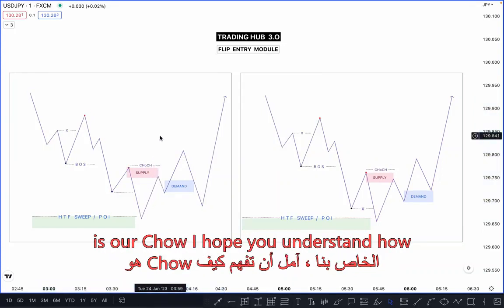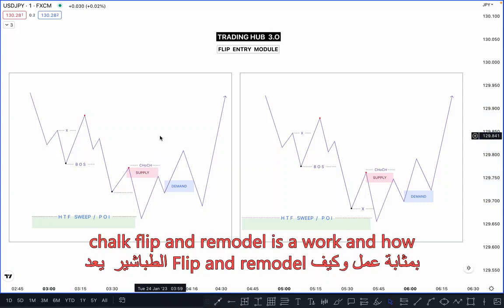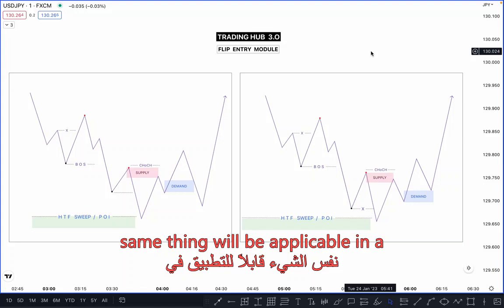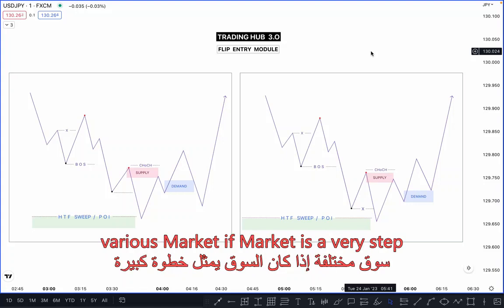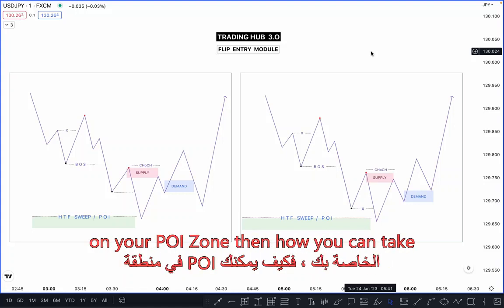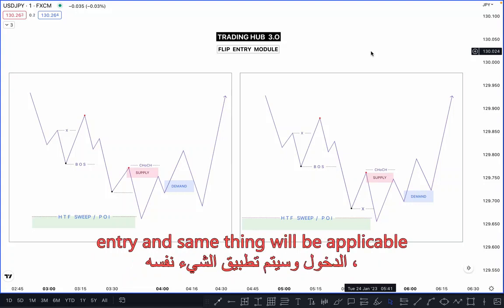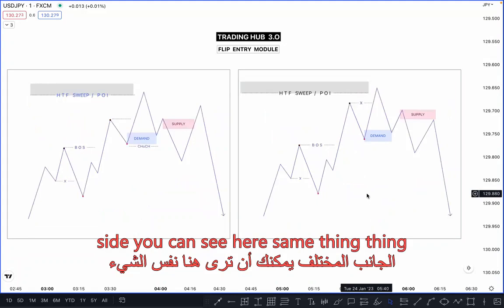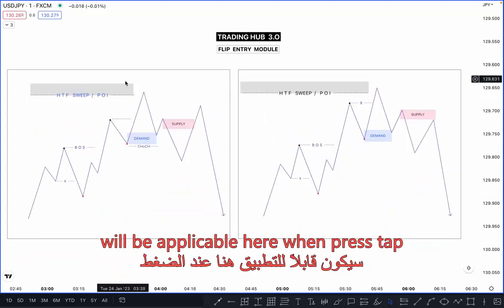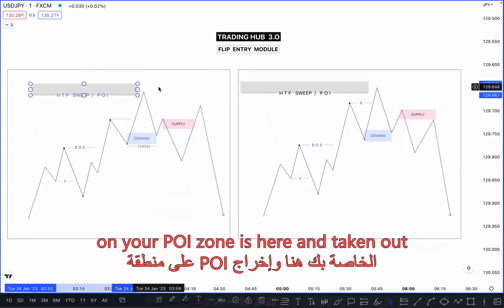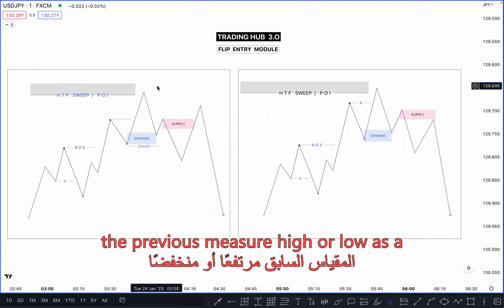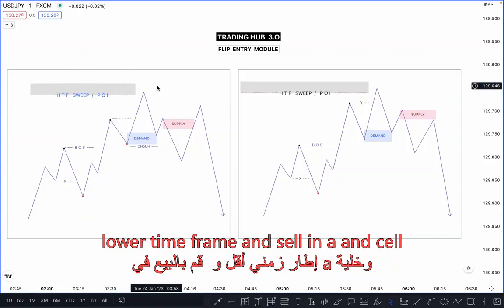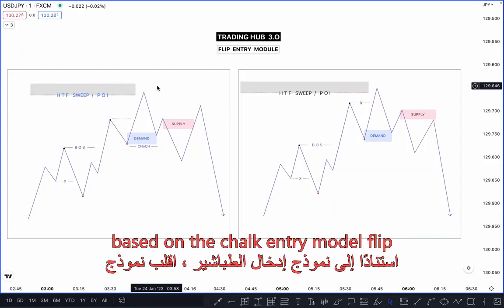I hope you understand how the CHoCH flip entry model works and how you can apply it in a lower time frame. The same thing is applicable in a bearish market. If the market is bearish and taps on your PUI zone, then how can you take entry? The same thing applies. Let me show you exactly. On the bearish side, you can see the same thing applies here. When price taps on your PUI zone and takes out the previous major high or low as liquidity, you can switch to a lower time frame and sell based on the CHoCH entry model, flip entry model.